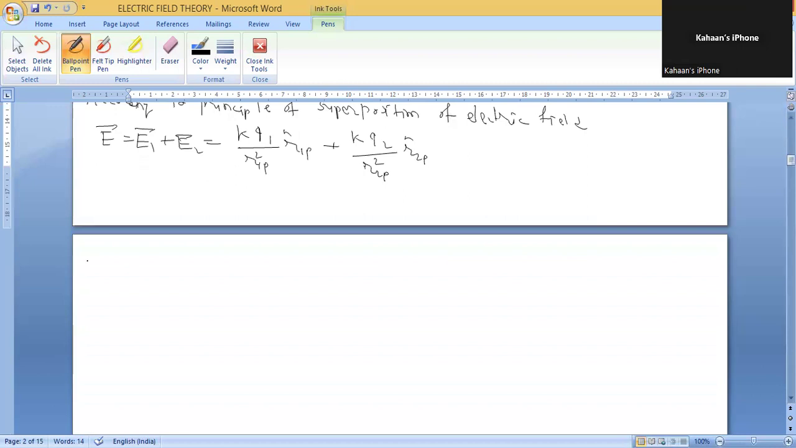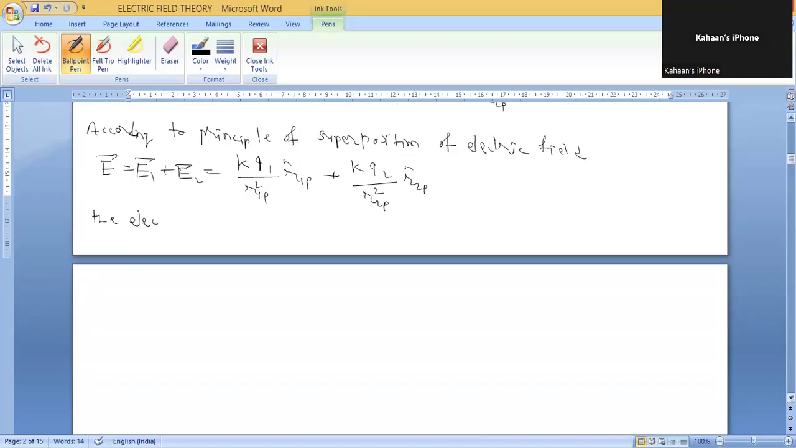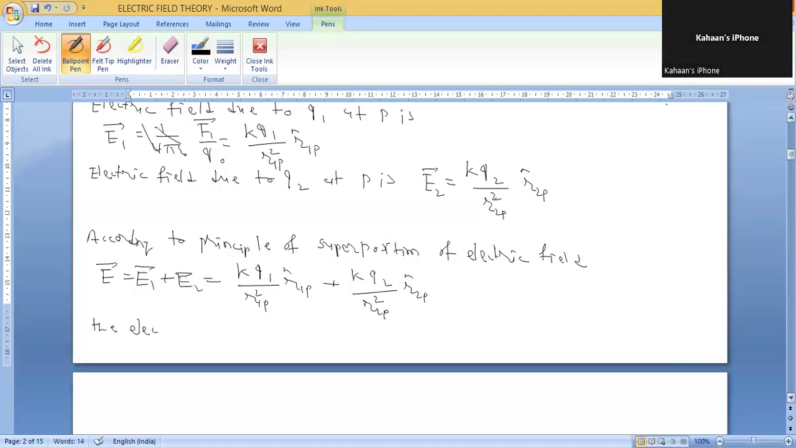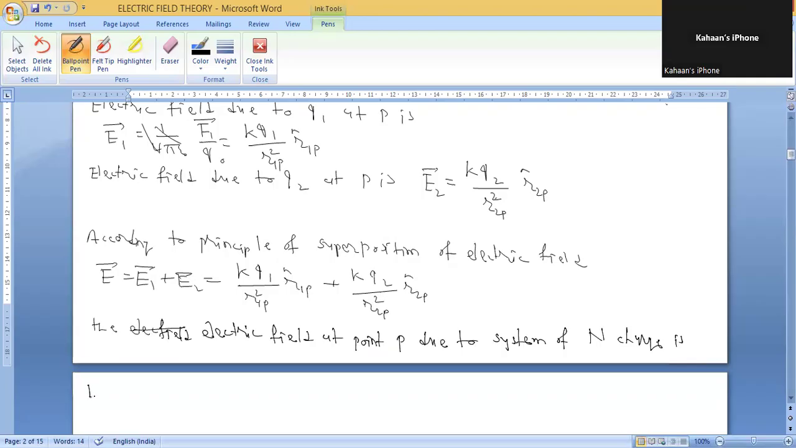We take n charges. So the electric field at point P due to a system of n charges is, so E is equal to, we write E1 plus E2 plus up to plus En.